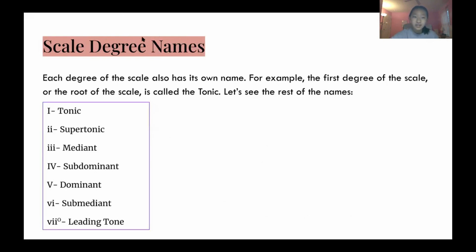So each of these scale degrees have their own names. I would suggest you guys don't get scared or intimidated by these kind of fancy names. They're basically just naming which note of the scale it is. Like C is the first note, D is the second note, and so on. So the first note of the scale is called the tonic. The second is called supertonic, and as we go down is mediant, subdominant, dominant, submediant, and then the leading tone. The seventh note is called the leading tone because when you hear the seventh note of a scale, you always want to lead back to the tonic.